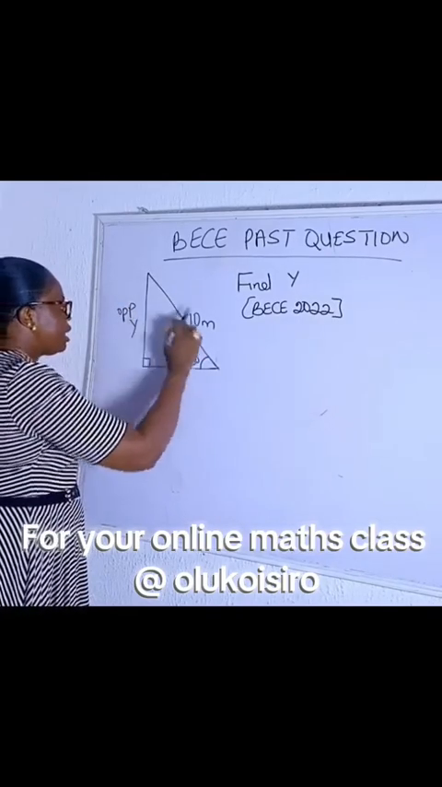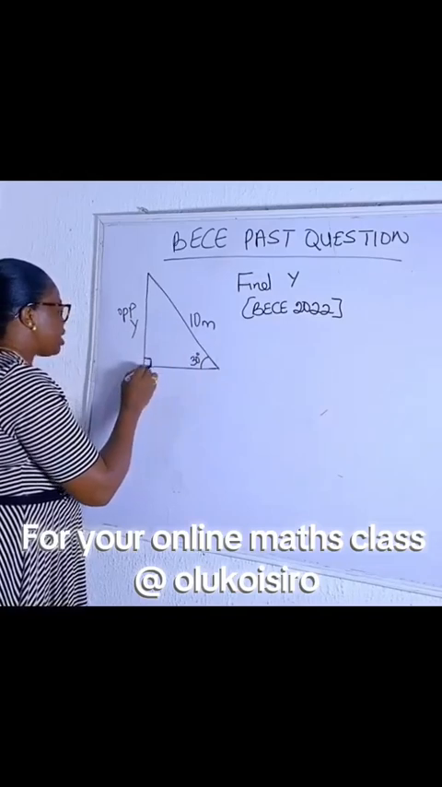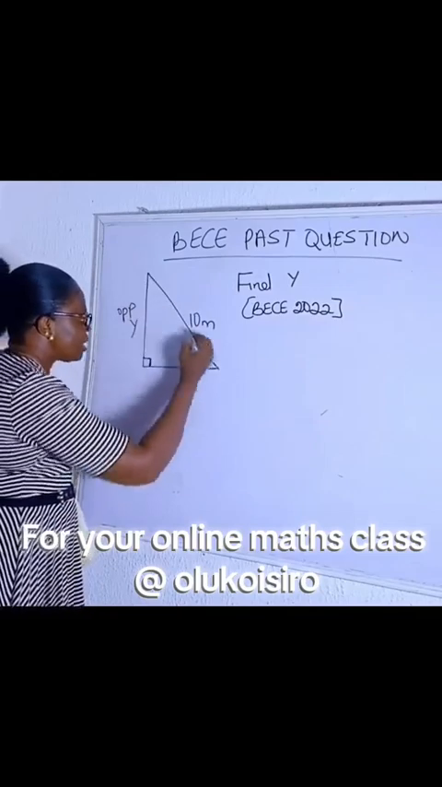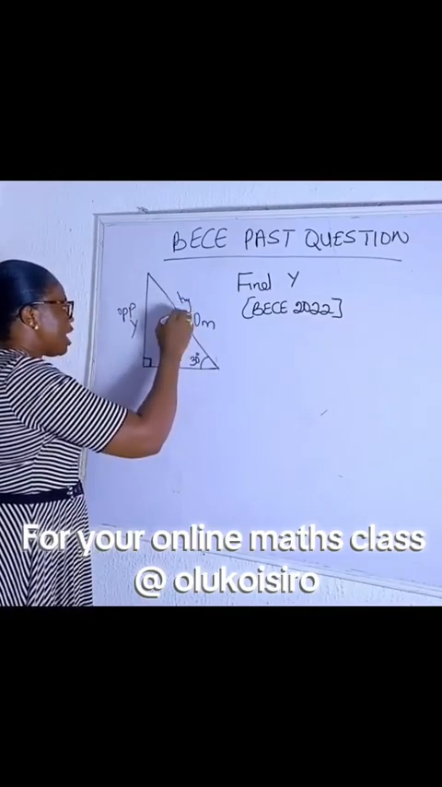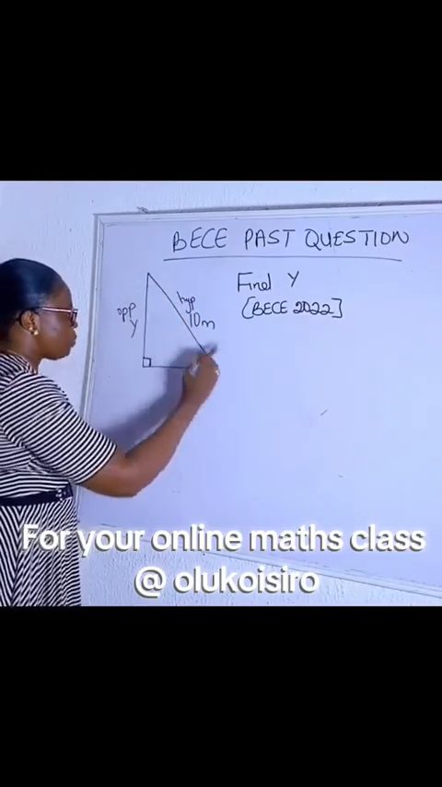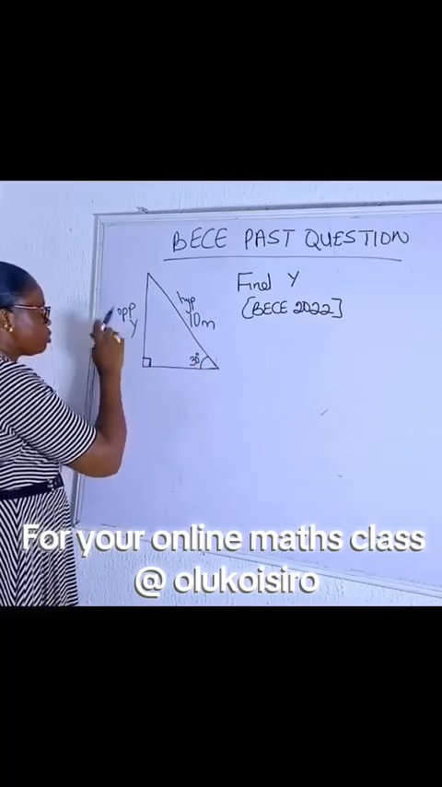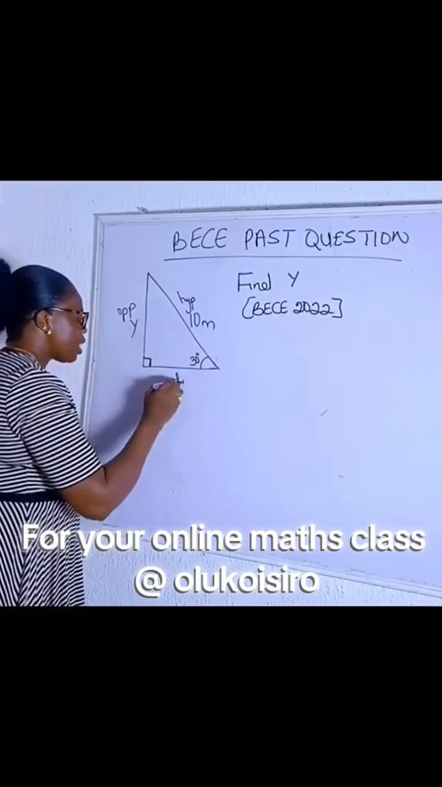Then any side that is facing this one, this is a right angle triangle. This is the mark of a right angle. Any side that is facing this right angle is called the hypotenuse, and it is the longest side. So this is my hypotenuse. This one is opposite, and the last one is adjacent.